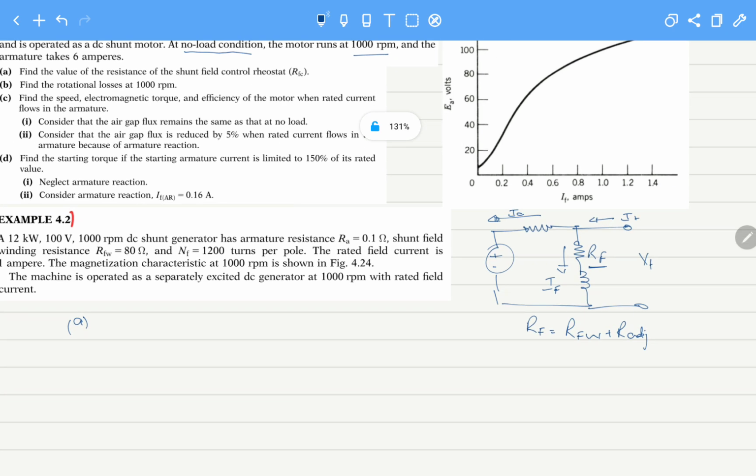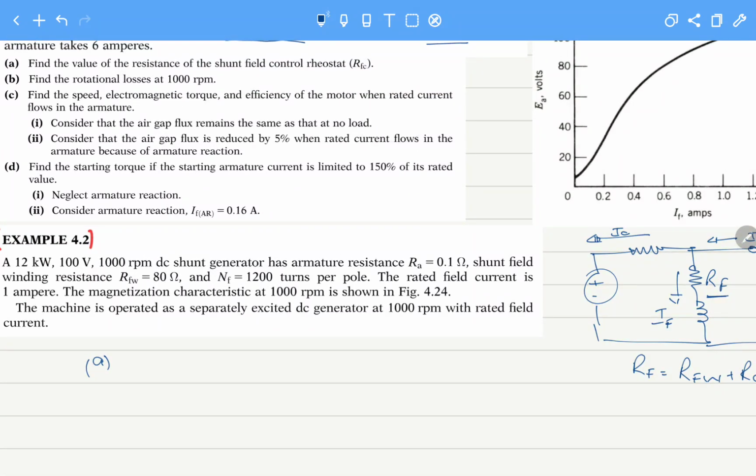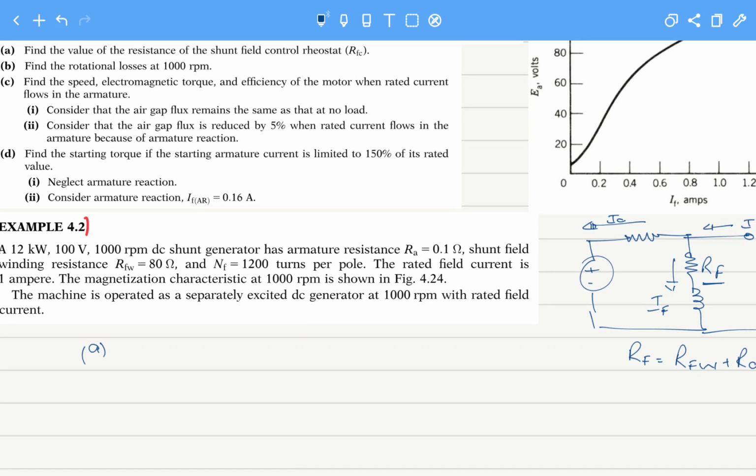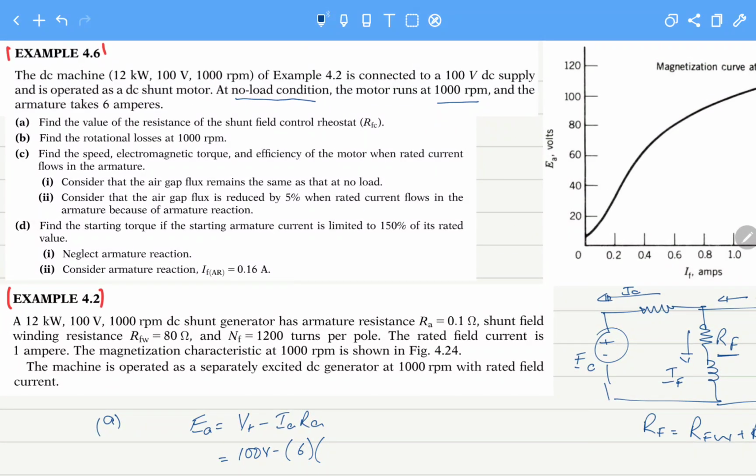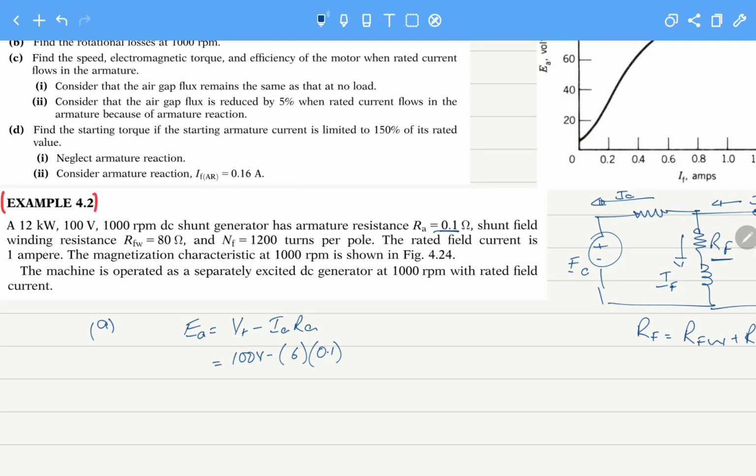So the first requirement is to find the value of the resistance of the shunt field control rheostat. We know that EA, for this machine, is a motor, so the sign changes: EA equals VT minus IA RA. The direction of current is changed. At the terminal we have 100 volts, so we have to calculate how much voltage is induced, the internally generated EMF. IA is given as 6 amperes, and RA is given as 0.1 ohms. So this becomes 99.4 volts, EA, the internally generated voltage.